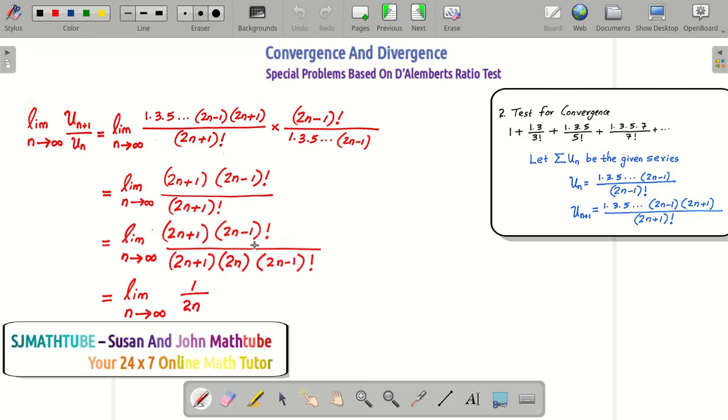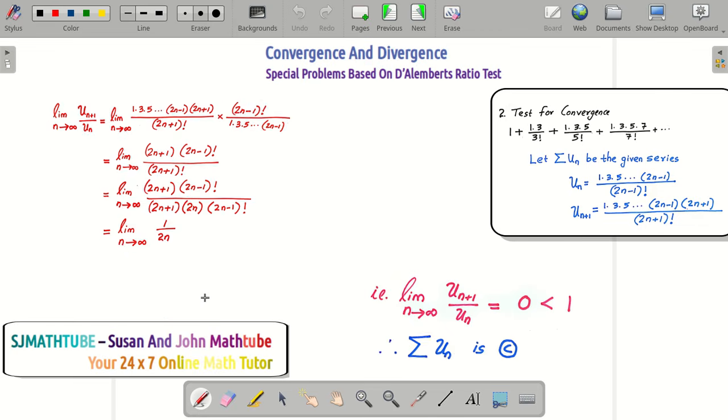So we have limit n tends to infinity 1 by 2n, and that's 0, and 0 is less than 1, and you know the condition. If the limit is less than 1, then converge.